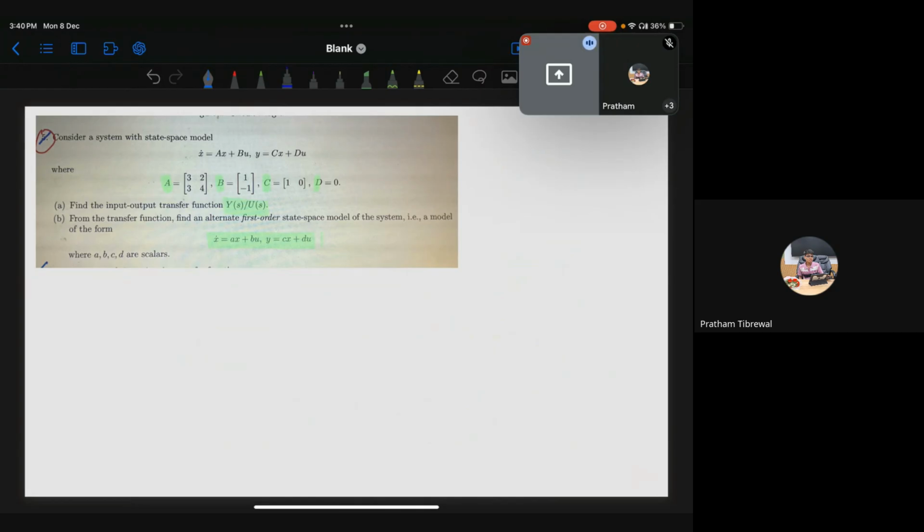First one, what is the question? You have to find the transfer function. What is the transfer function? Y of s by U of s. What is it generally? I think you have seen in the previous week that it is given as C times (sI minus A) whole inverse multiplied by B plus D. That is the transfer function. Do you have any idea how it has come?